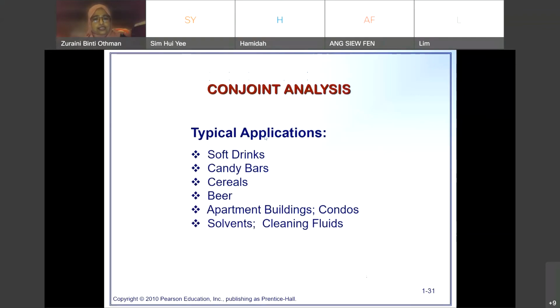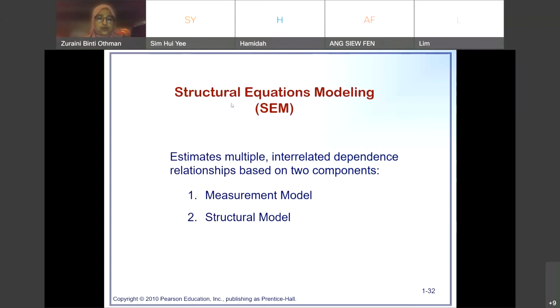Okay, and this is conjoint analysis. Typical applications of this analysis are a soft drink, candy bar, cereal, beer, apartment building, condos, solvent or cleaning fluid that we want to analyze. And this is structural equation modeling. If you want to estimate multiple interrelated dependent relationships based on two components, whether measurement model or structural model.